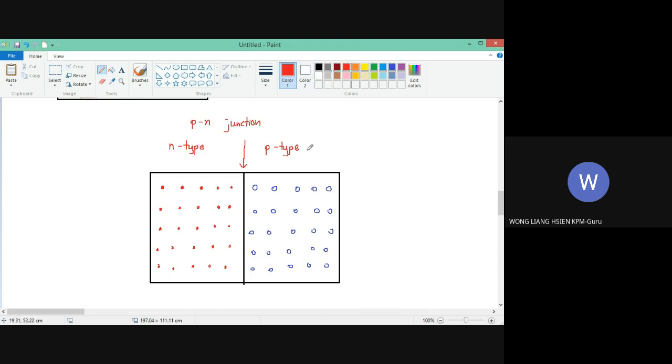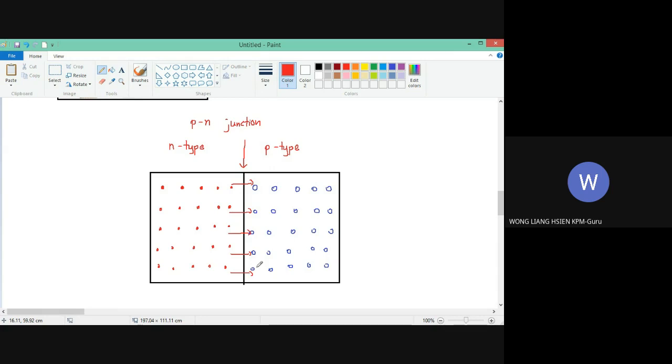So what happens when we join them together at the PN junction is that this electron will go here and fill in the hole. Because this side has extra electrons and here lacks electrons, the electron will go inside here and fill in the holes. So what happens when they fill in the holes?